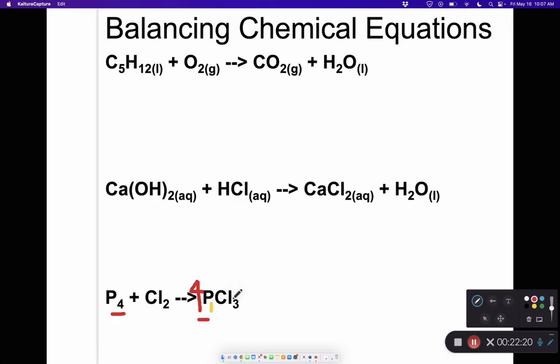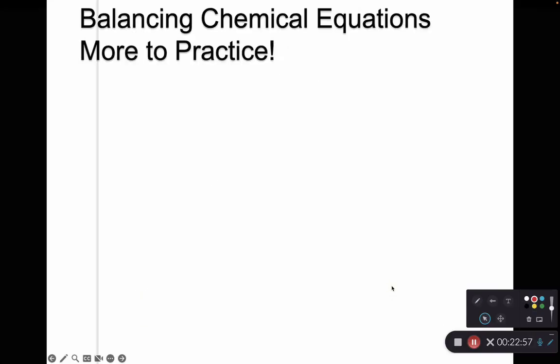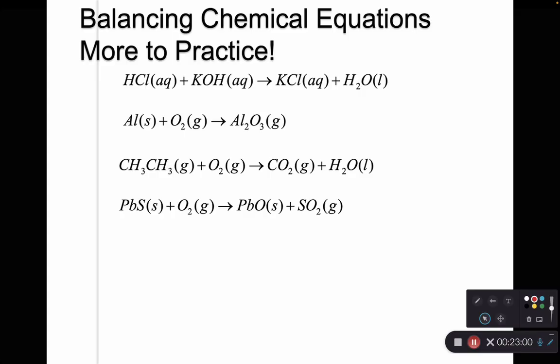What about the chlorine? On the left hand side, we have 2 chlorine atoms. On the right hand side, now 4 times 3 is 12, so we have 12 chlorine atoms on the right hand side. What can we do? We can multiply the left hand side by 6. Now we have 12 on the left, 12 on the right. Everyone is balanced. So that is how we balance the equation. I have some more equations for you on the next slide to practice. So please practice. There are more equations.